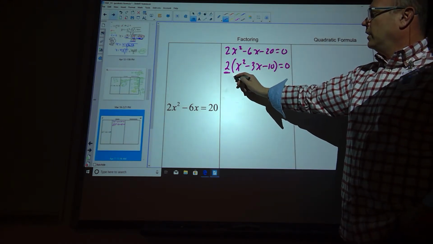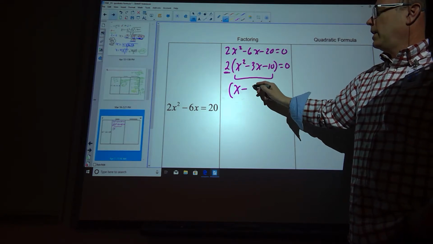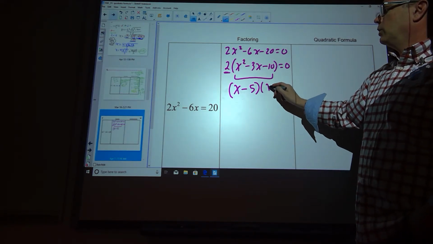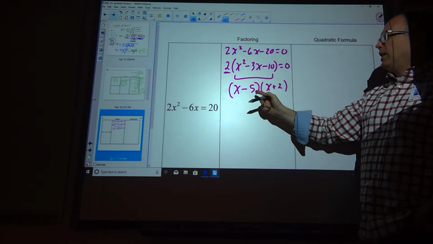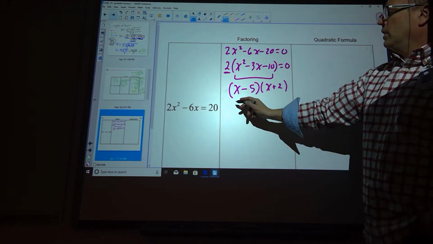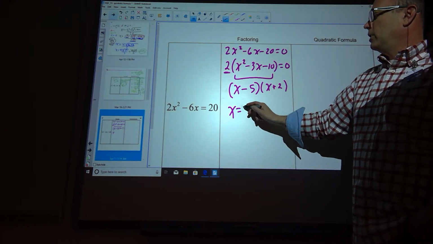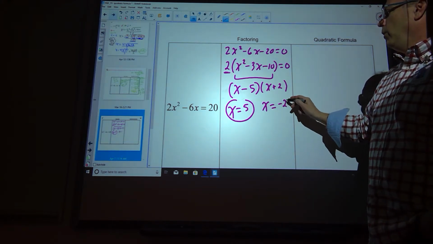So then I can see, can I factor this? Well, yeah, this factors to x minus 5, x plus 2. How do I know that? Well, negative 5 times 2 is negative 10. Negative 5 plus 2 is negative 3. Perfect. So my answers to this one are x equals 5 and x equals negative 2.